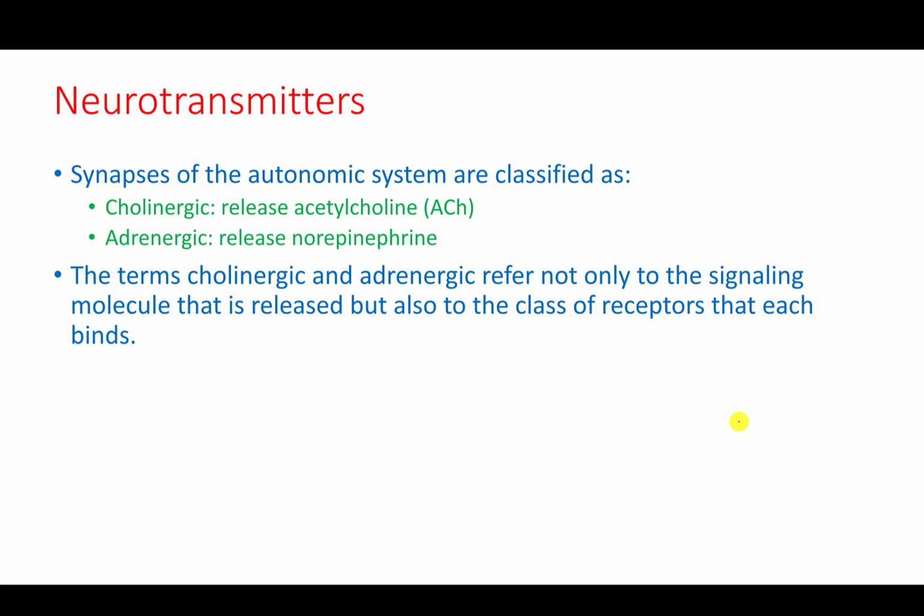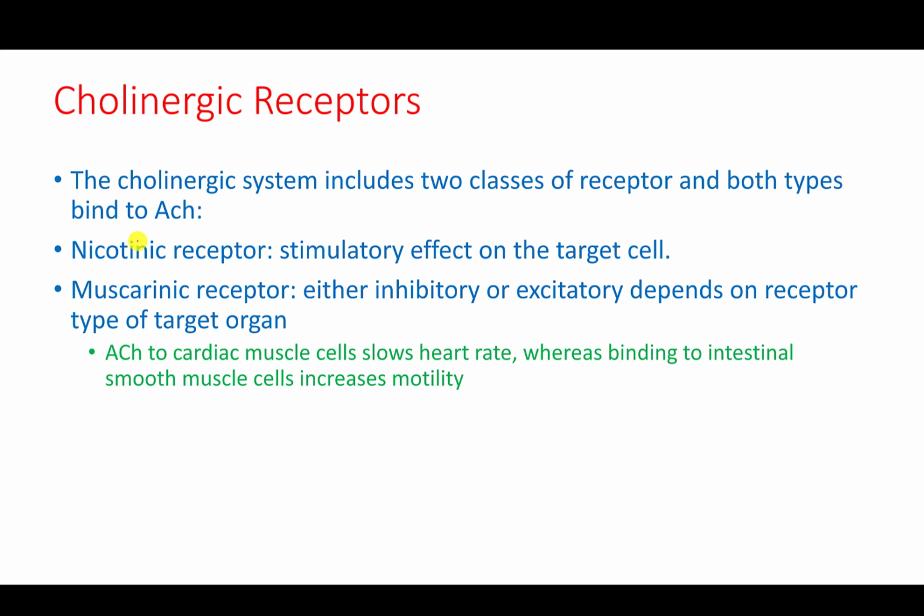Let's see now the classes of the neurotransmitters. The synapses of the autonomic nervous system can be classified as cholinergic or adrenergic synapses. The cholinergic would release acetylcholine, whereas the adrenergic would release norepinephrine. Remember that this was very similar to the types of receptors in chapter 12. We said the cholinergic receptors would always bind to acetylcholine, but we did not talk so much about the adrenergic receptors. For the cholinergic system, if you remember, we said we have two classes of receptors. We have nicotinic receptors and muscarinic receptors.